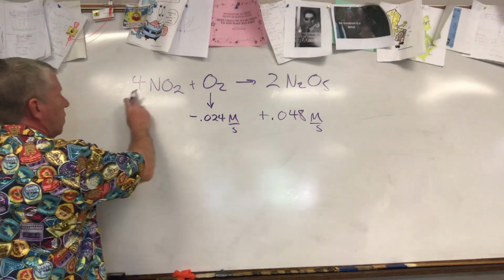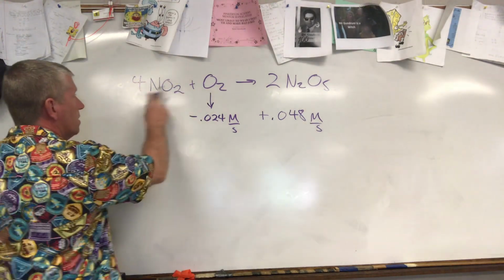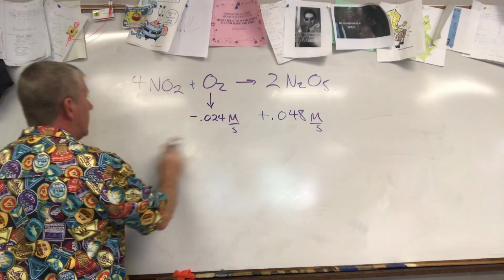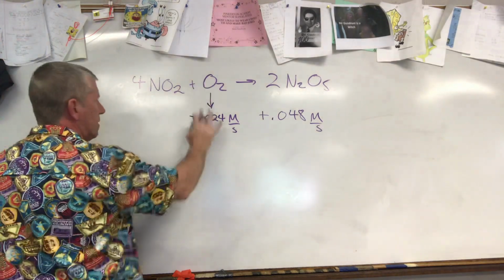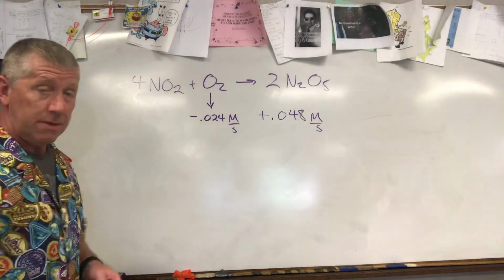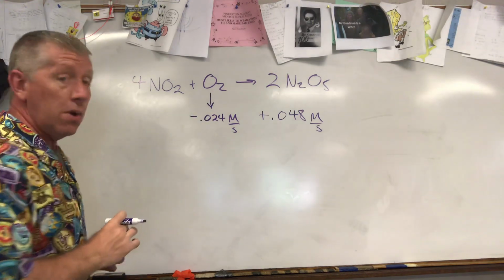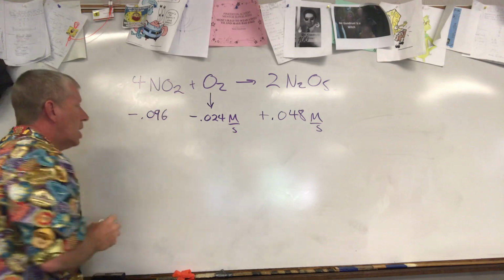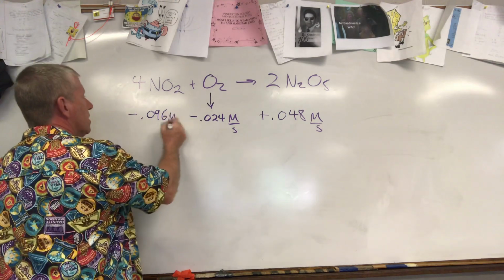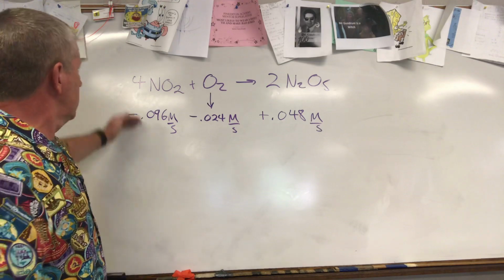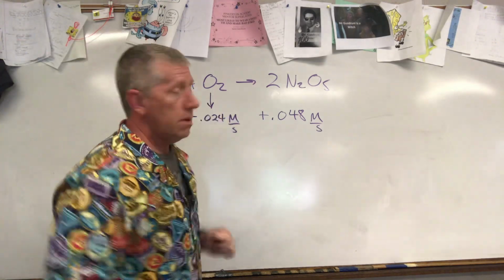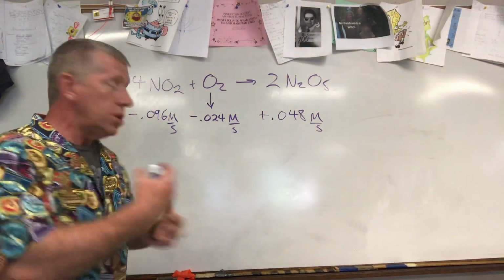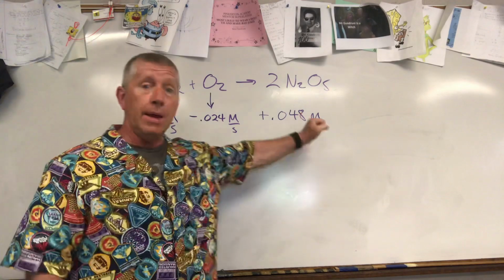What about this one? It's a 4-to-1 ratio here. So if 0.024 of this are being made, then 4 times that are being consumed. Then this one is being consumed at 4 times that rate. 4 times 0.024 is 0.096. So this is going to be used up at 0.096. You just have to make sure that your numbers are in proportion with the balanced reactions. The balanced reaction will tell you what the rate used and the rate made are going to be.